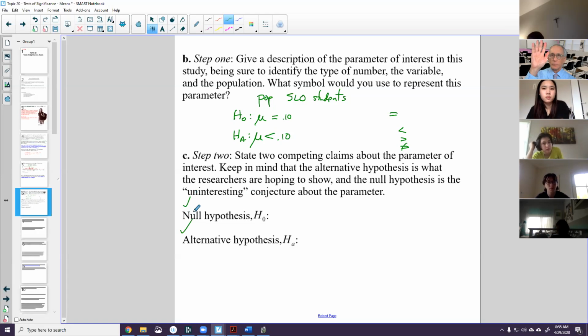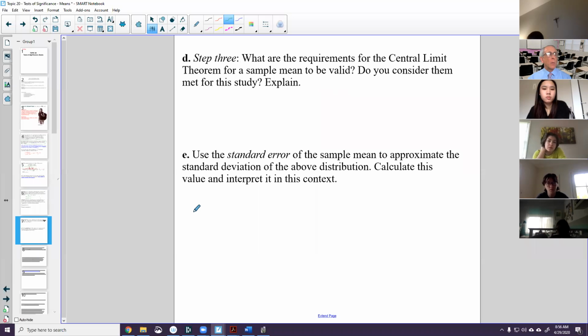Question. No question. We're good. Okay, proceed. What are the requirements for the central limit theorem for a sample mean to be valid? Wait, sorry, Mr. Jenkins, I do have a question.